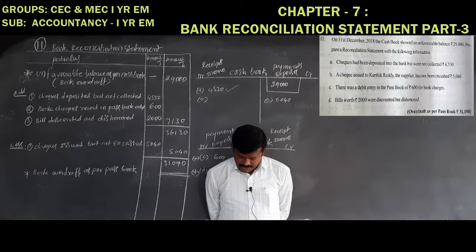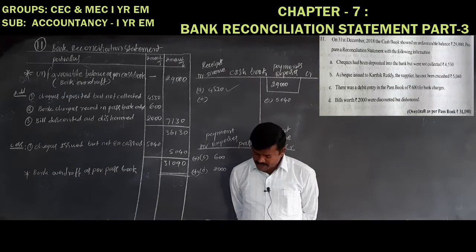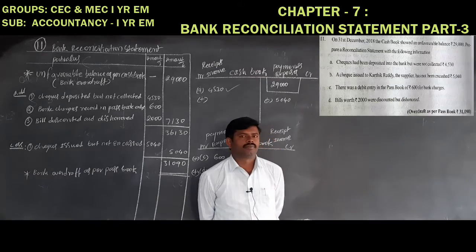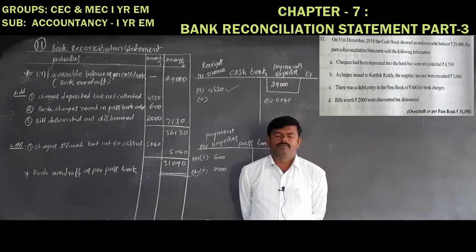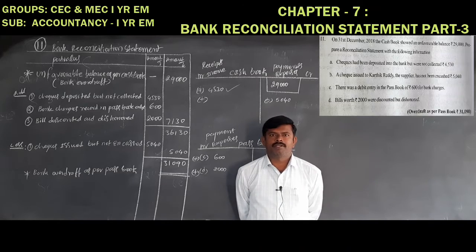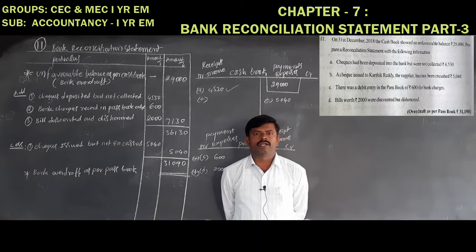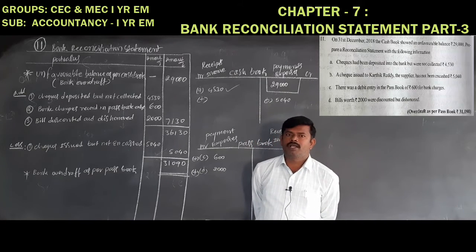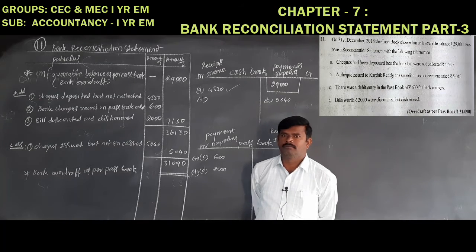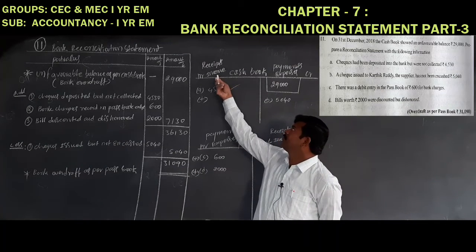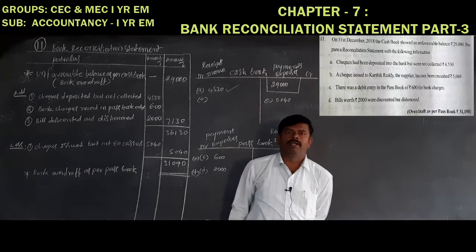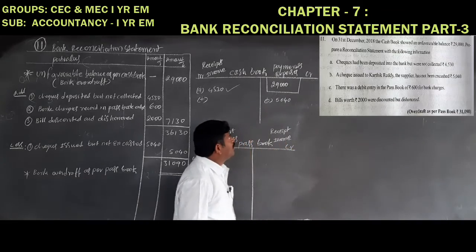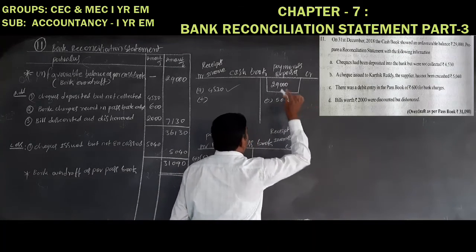Next, cheques issued to Karthik Reddy, the supplier, have not been encashed. When we issue them, as per the business, as per the account holder, this is a payment. So it is also recorded in the triple column cash book, on the credit side, bank column. The cash book means the debit bank column and the credit bank column. So this is recorded on the credit side.